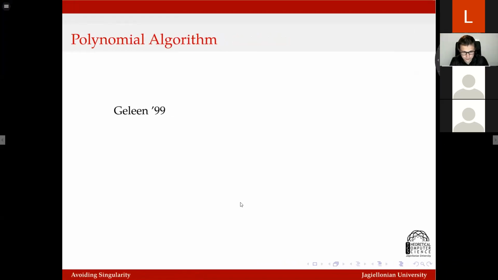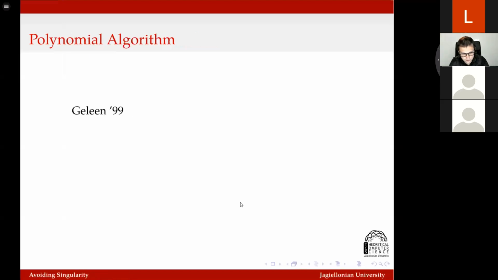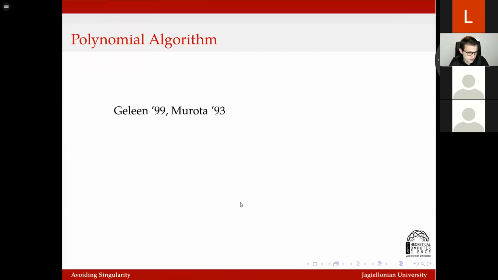Okay, so I have some time left, so I would like to present the polynomial time algorithm for matrix completion. There are a few algorithms, and I will show the algorithm by Geelen from 1999, and there is an earlier algorithm from 1903 by Murota.